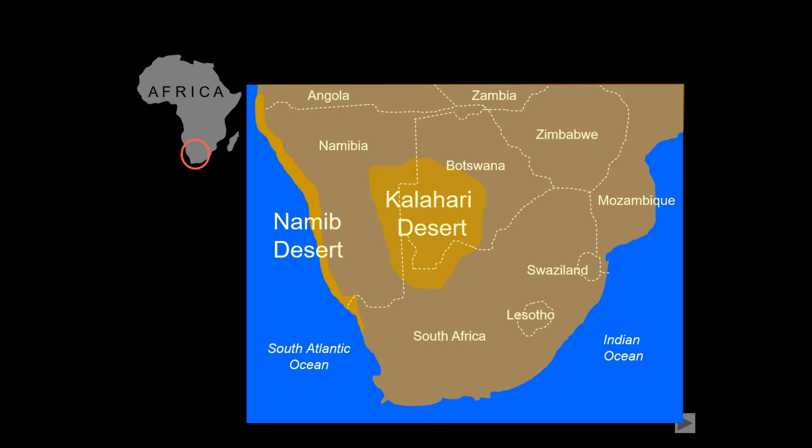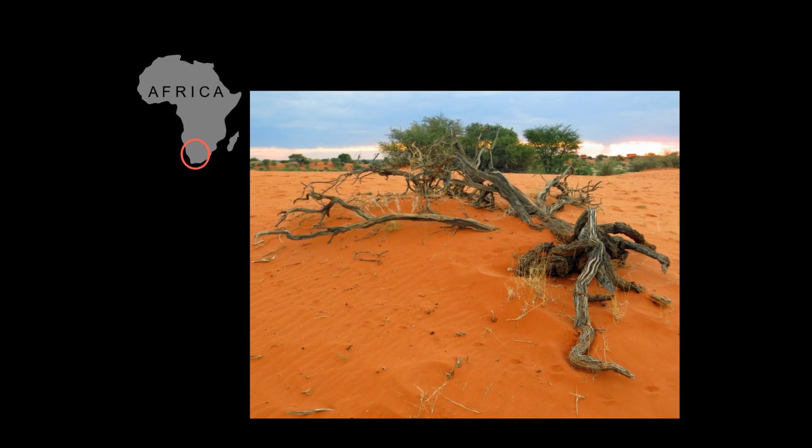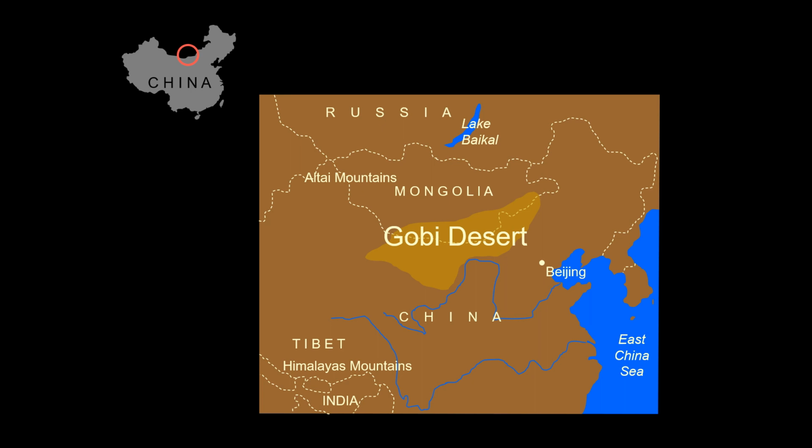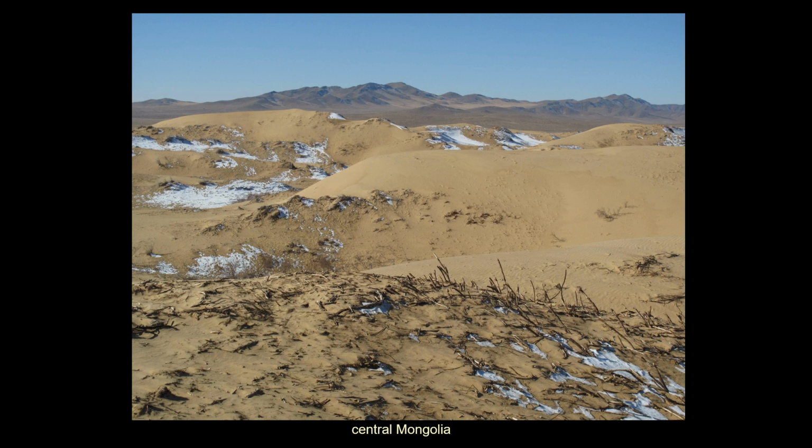The Kalahari Desert and the Namib Desert in southern Africa, the Kalahari covering parts of Botswana and South Africa. These deserts are particularly dry, the Kalahari and the Namib Desert. And here's a view of what they look like with those red sands, some vegetation. The Gobi Desert in Central Asia straddles China and Mongolia. And one of my photos from central Mongolia on a trip I took there several years ago. A pretty dry place, not as dry as some other deserts that we'll talk about.